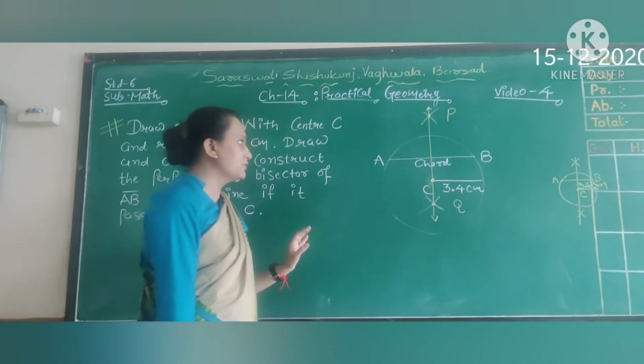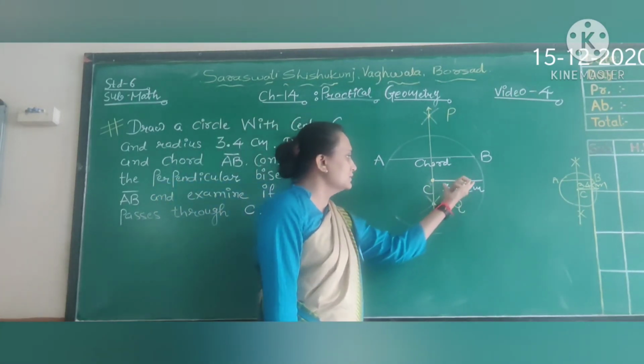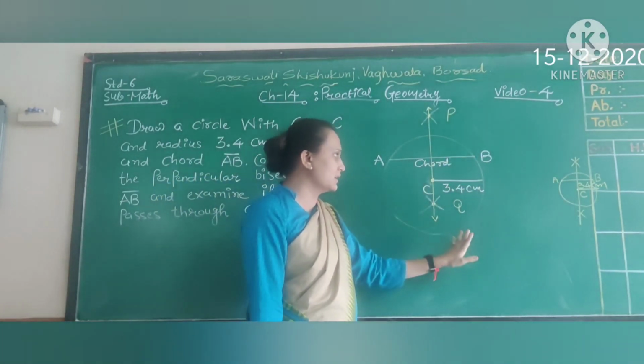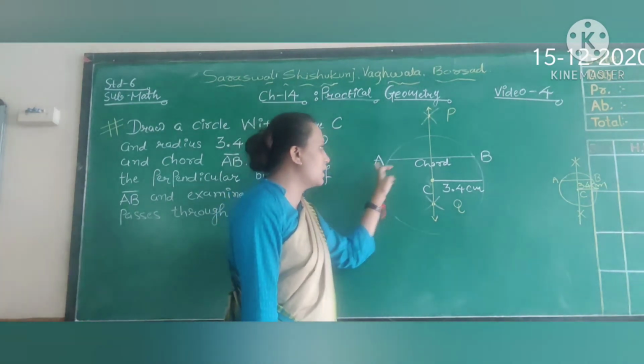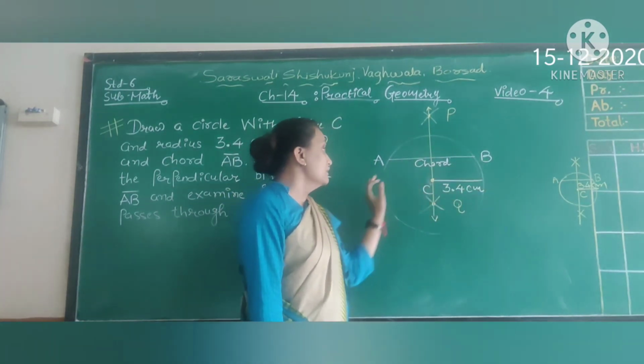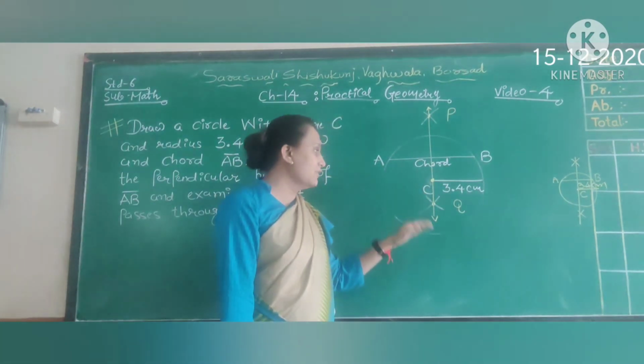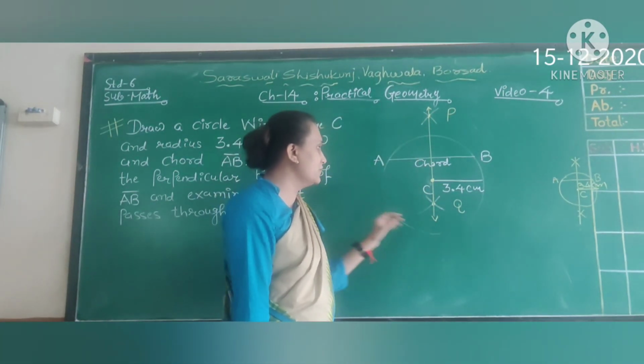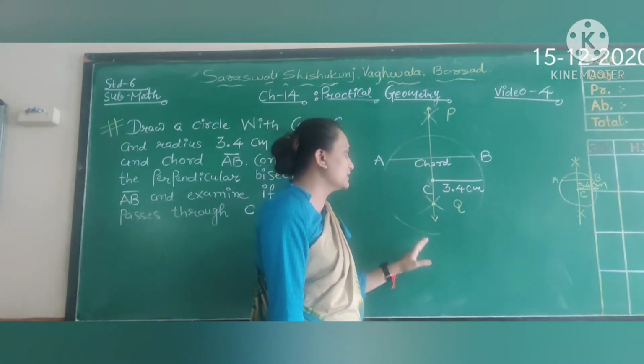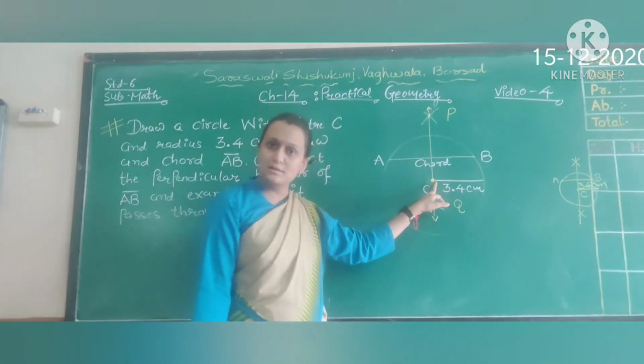So this way we have to draw here first a 3.4 cm radius circle. Then after, we have drawn a chord on it. Then we have constructed the perpendicular bisector of AB. Then after, by joining a straight line, we have checked that the perpendicular bisector passes through the center C.